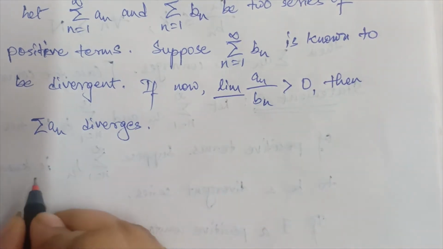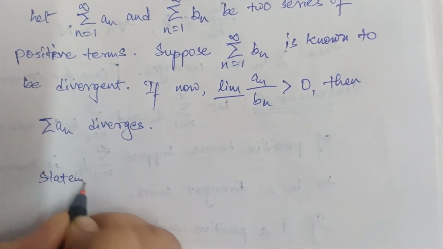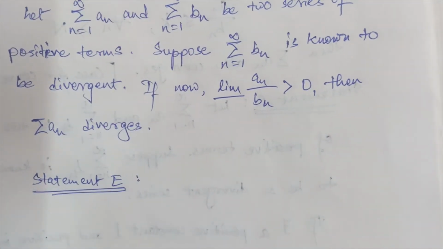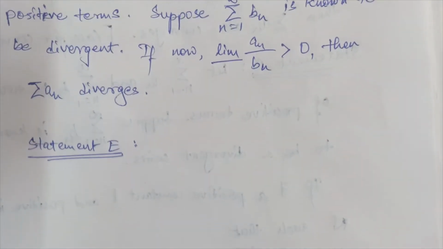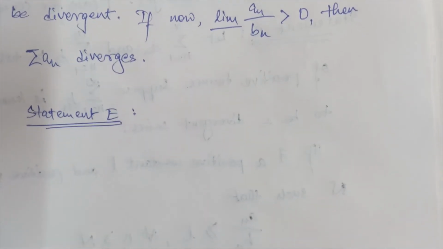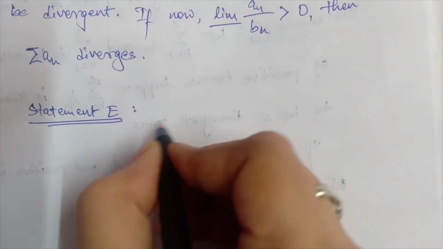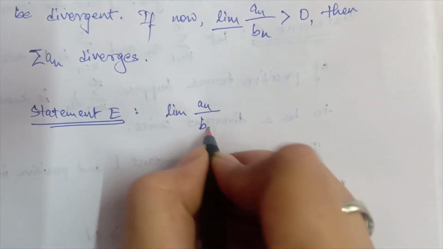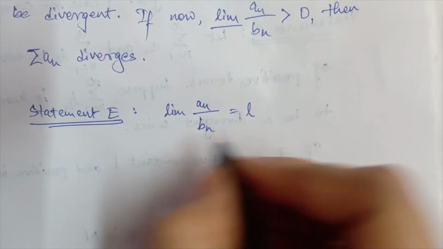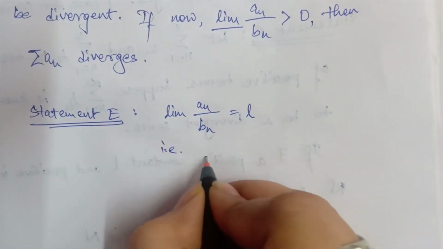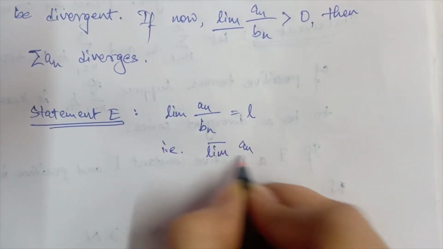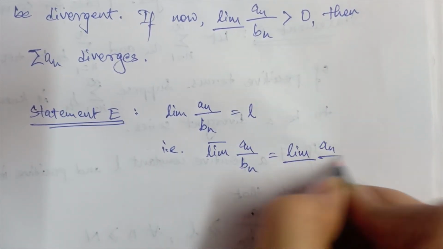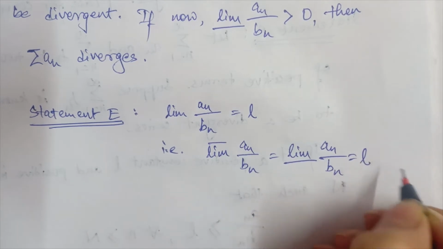Now the fifth statement, which is statement E, is the limit form of comparison test. Now this is a special case where limit an by bn equals to L, that is upper limit an by bn equals to lower limit an by bn equals to L.